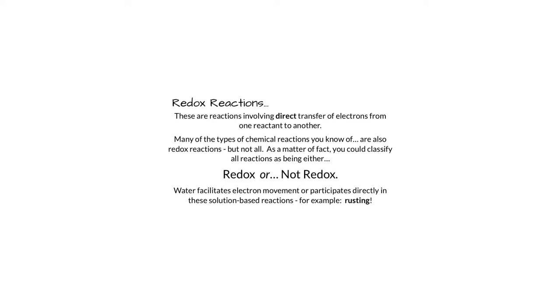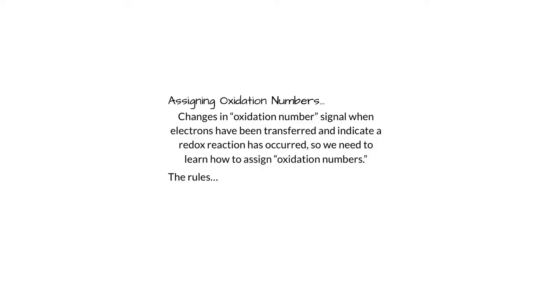For example, rusting is an example of a redox reaction. First you need to learn how to assign oxidation numbers. Oxidation numbers signal when the electrons have been transferred and indicate a redox reaction has occurred.